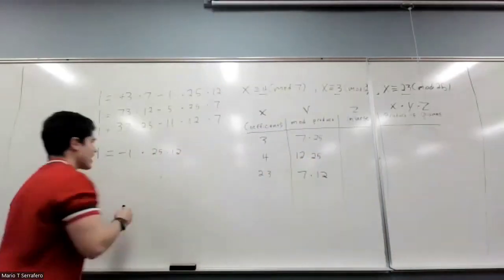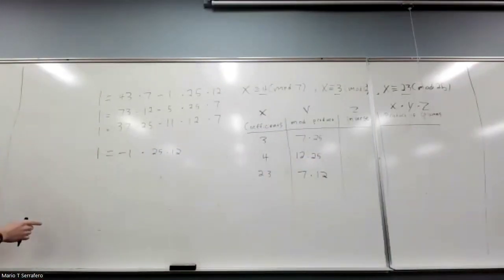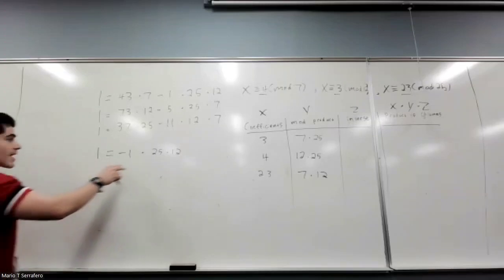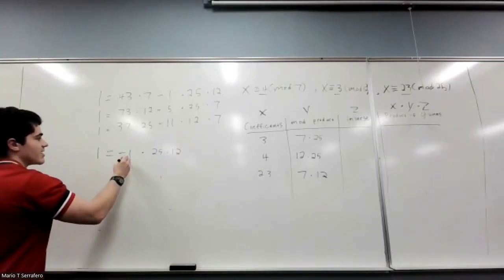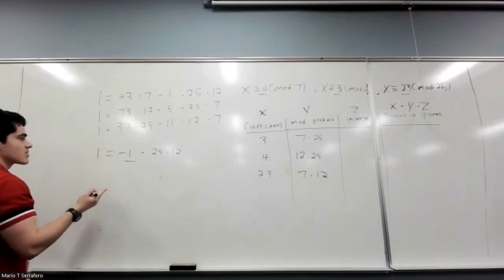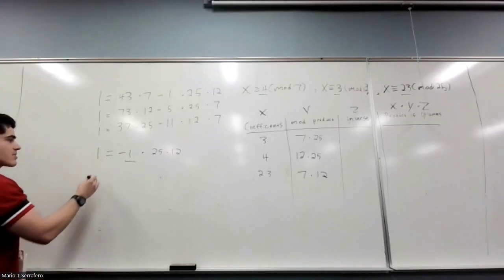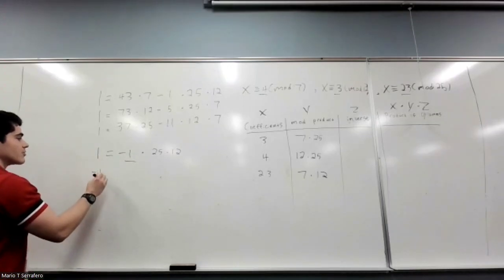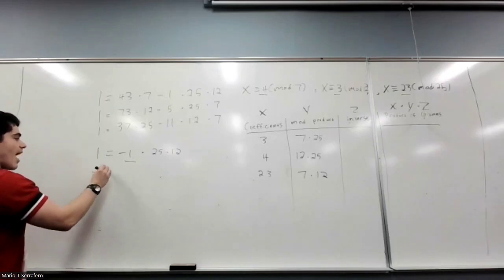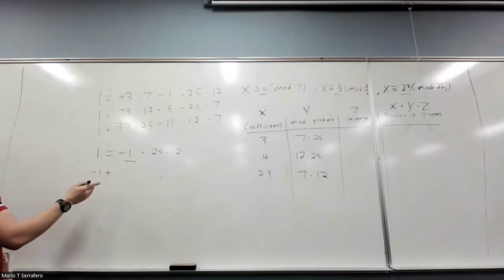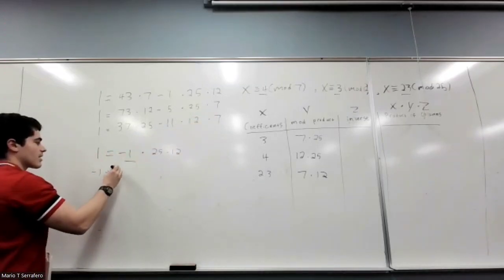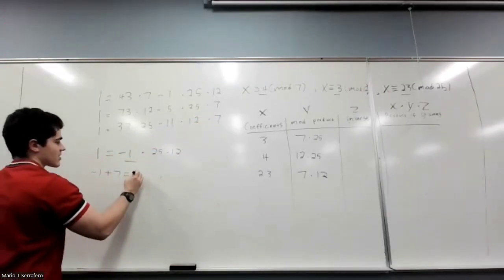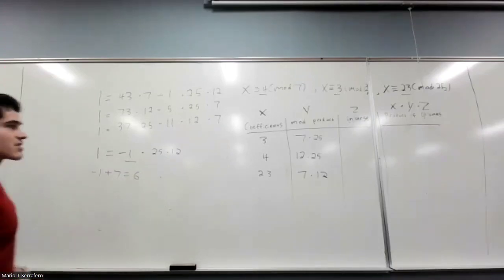What this means is that we can take the inverse by basically saying that this right here, -1, is the inverse. And since we don't want that in negative terms, what we need to do is add whatever modulus we're working with. That's going to be 7. So we do -1 plus 7. That will give us 6. So we found our first inverse.